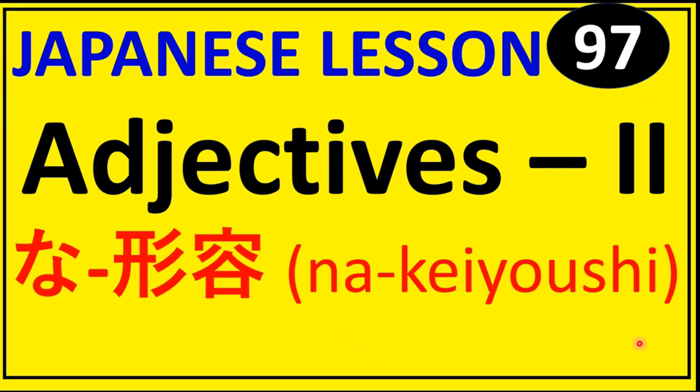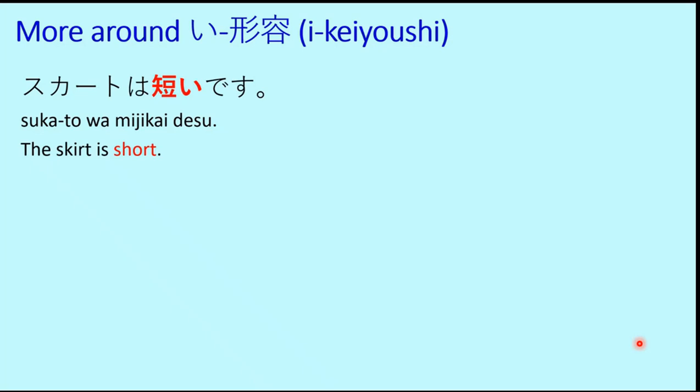Today is lesson 97 of this series, in which we are going to discuss some more adjectives. This is the second part of the adjectives discussion, and today our focus will be on the na-keiyoushi. Last time it was i-adjectives. Today's topic is na-keiyoushi, so let's see what that is. Before we move to na-keiyoushi, let's have some more practice of the i-adjectives which we learned in the last lesson.